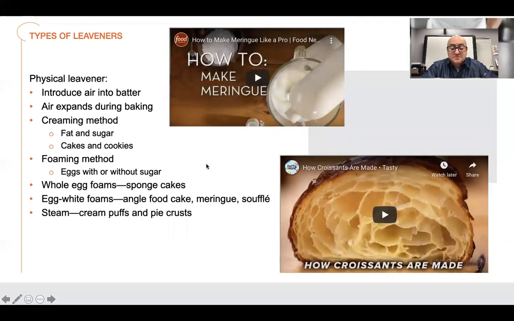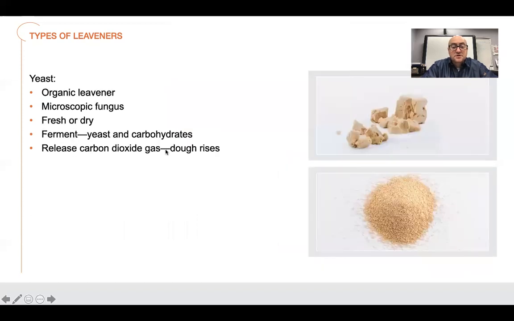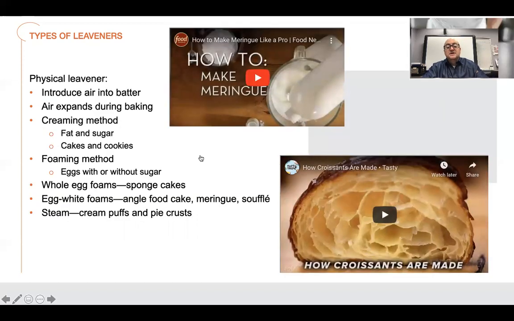This last slide, I think this is the last one we're going to do. This last slide talks about physical leaveners. Physical leaveners introduce air into batter. The air expands during baking. Creaming method is one of them, where you blend fat and sugar. I think I had a video on that already, but that'll probably be the first thing you learn once we do cookies. You're incorporating those two things together, and you're bringing air into it. So you're going to make it actually rise with incorporation of air. That's for cake and cookies.